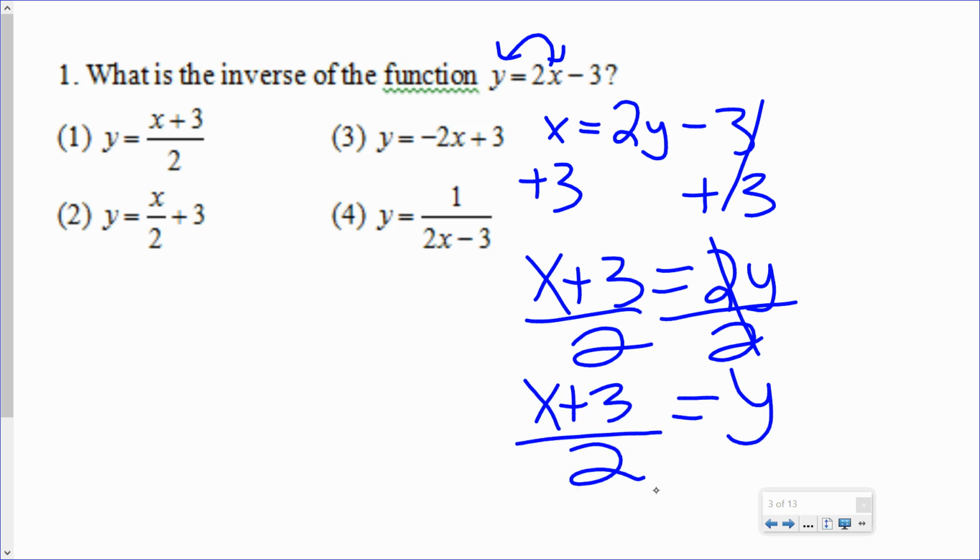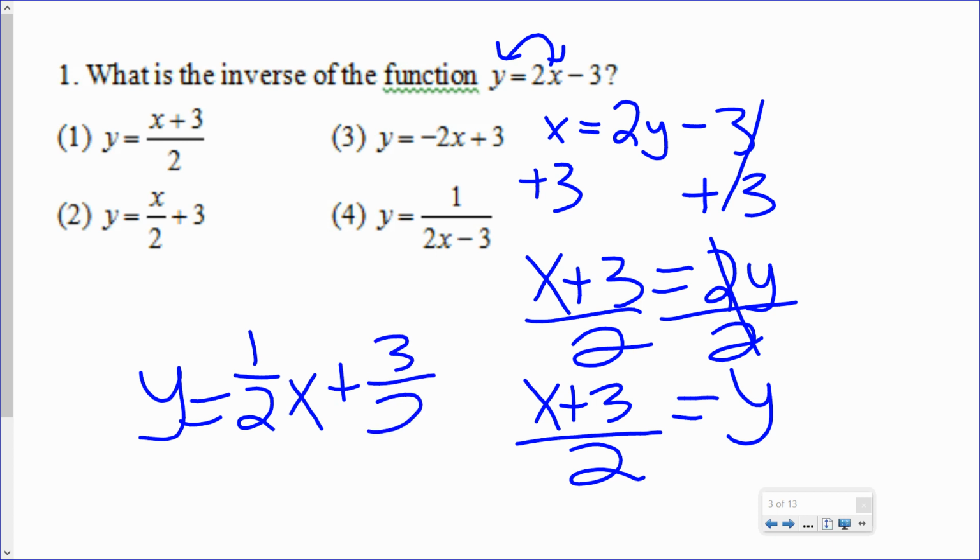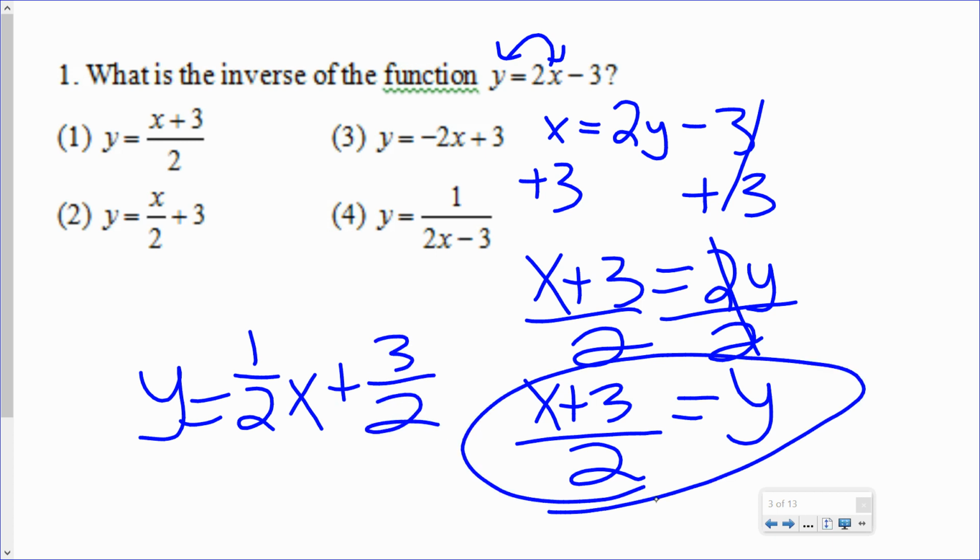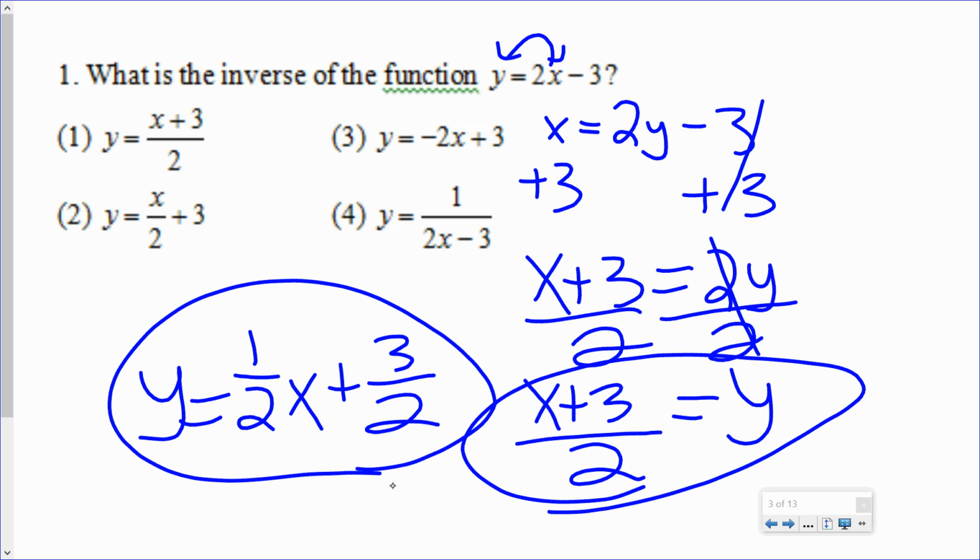You might see your answer like that, or you might see your answer broken apart as 1/2 x plus 3 over 2. They're both equivalent. Which one is here? Choice 1. To find the inverse of a function, switch x and y, solve for y.